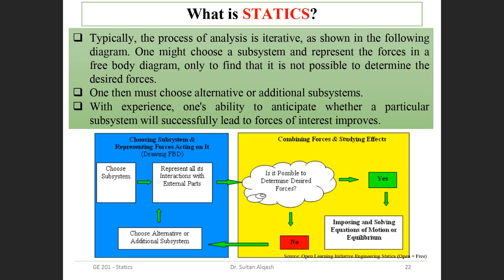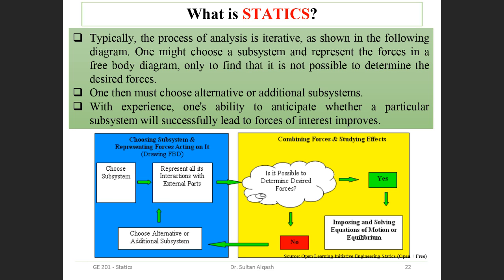So basically, we have two blocks. The blue one is choosing the subsystem as we mentioned, representing the forces acting on the body, which means drawing the free body diagram. The cycle shows the system represented with the interaction of forces, with the effect of external forces on that part. Also choose an alternative additional subsystem, if there are two systems, where the outer system will affect the second system and exert a force on it. So I need to include the effect of those forces, right?